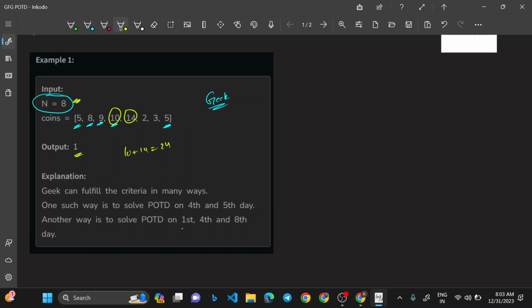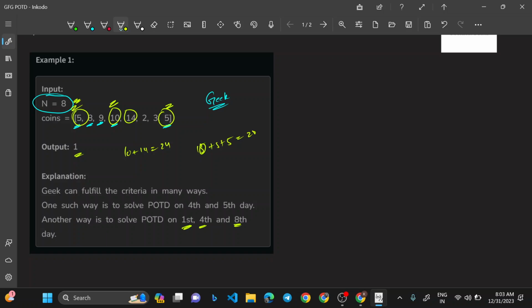Or what is another way? He can solve on 1st, 4th and 8th. So 1st, 4th and 8th is enough. This one, this one, this one, and the 8th one. So what is that sum then? 15 plus 5 plus 10 plus 5. That comes out to be 20. And is it divisible by 20? Yes, it is. So even that way Geek can win. What is the third way? If all the sums equal 2024. But is that going to be possible here?